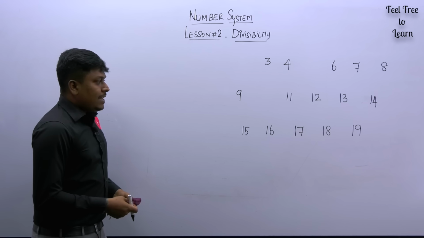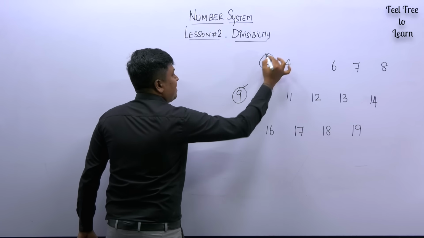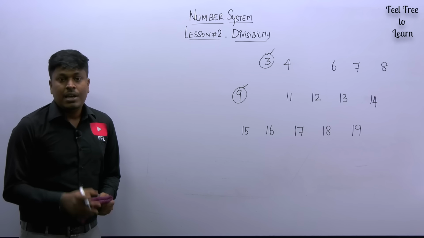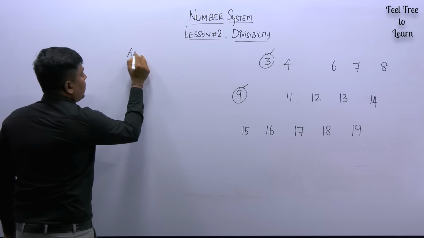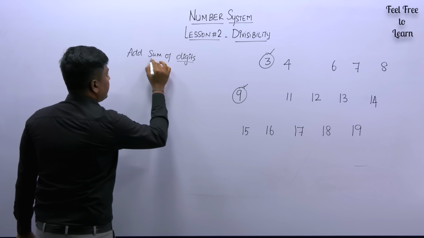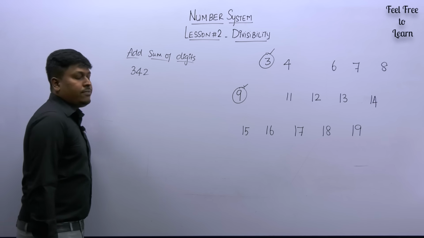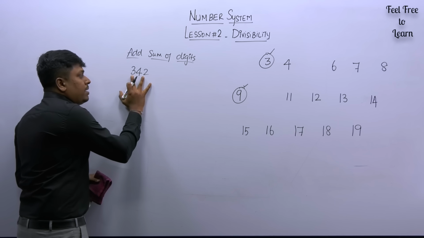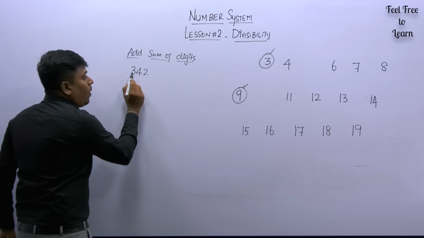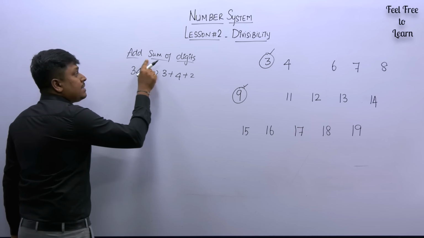So similarly, next let me target the number 3. See, number 3 and number 9 will have the same category. Just listen here, the divisibility rule of number 3 and number 9 is you have to add the sum of digits. For example, let me take any number, 342, right? We need to check whether this number is divisible by which of these numbers. So what you need to do is add all the digits.